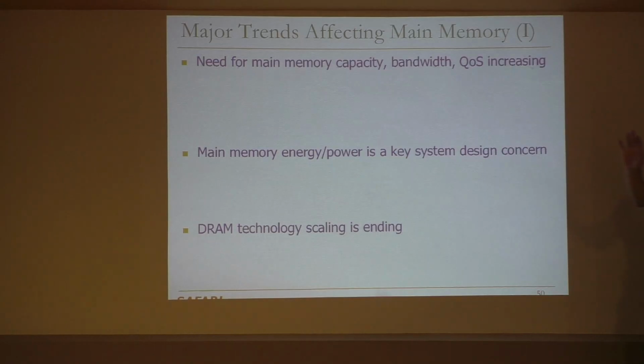So what are these trends that are affecting main memory today? There are three major trends, I think: performance, energy, and scaling. Performance, of course, is a complex thing, right? We want more capacity, more bandwidth, more quality of service, predictability, and better latency from memory. All of those constitute performance in the end. Let's go into this a little bit more. Why do we want this?